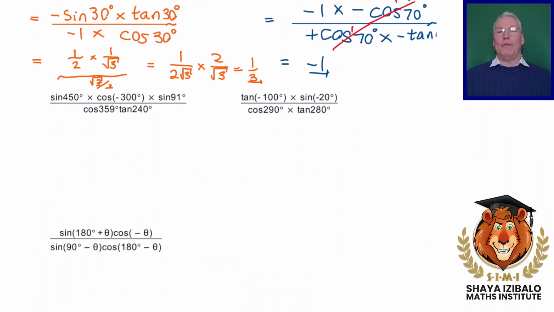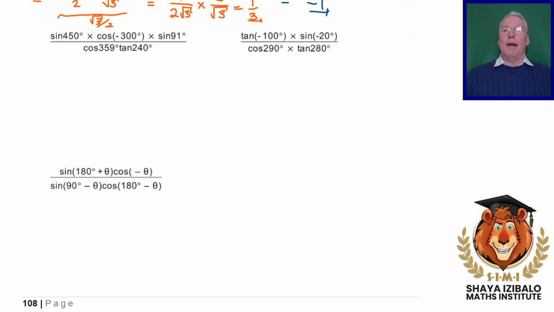Okay, all right. Next one, and again, if you haven't tried all of these, then pause the video. Don't just watch us doing them. Try them yourself first. Okay, sine of 450. Well, if we subtract 360, we get sine of 90.